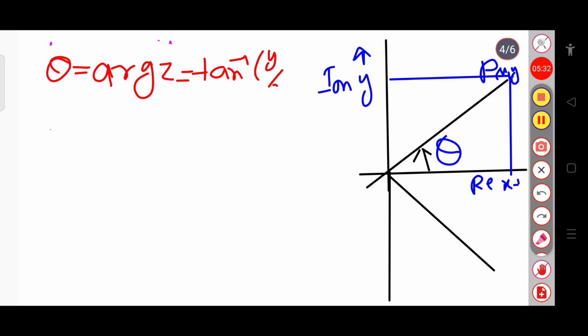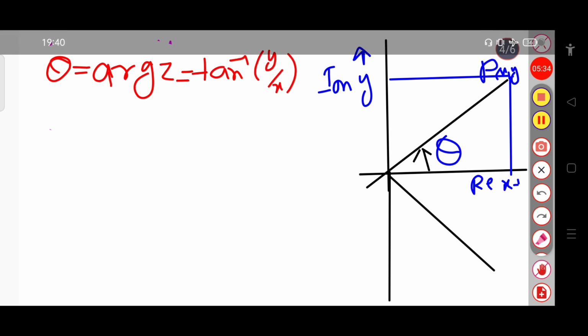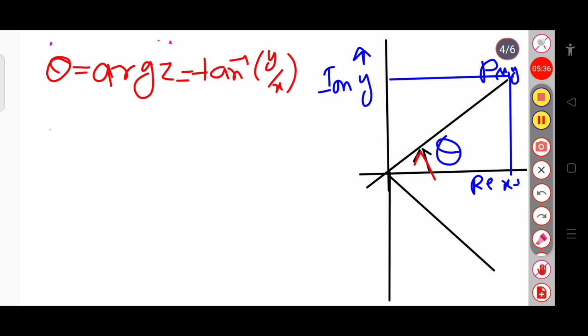Here you can see that this theta that we have considered is in the anti-clockwise direction. This is important: you must remember that this theta is known as the argument of z, or the angle made by the complex number with the real axis.